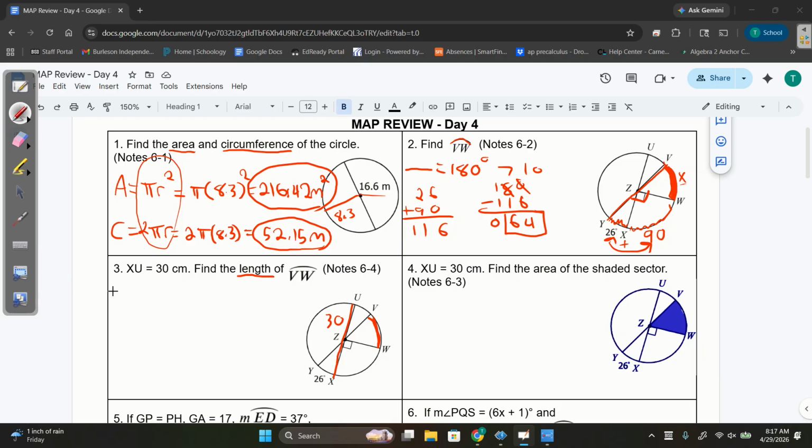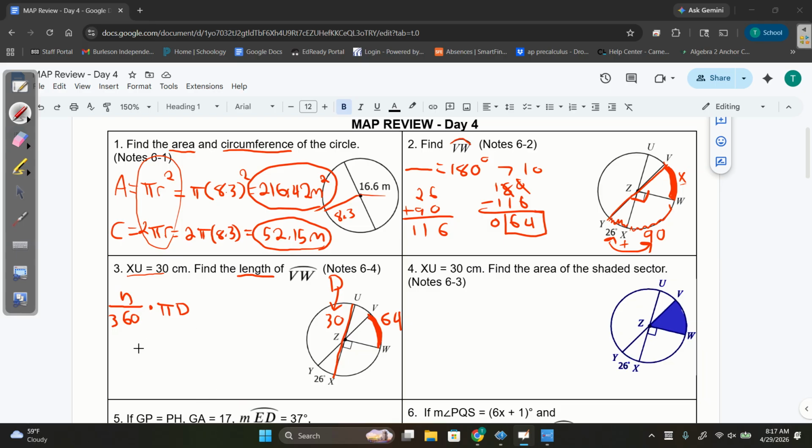The formula we're going to use is N over 360 times pi d. This is also on your formula chart under arc length. The n refers to how many degrees the measure of the arc, which we found out on the previous question is 64. The d stands for diameter, which we can see here is given to us in the word problem.